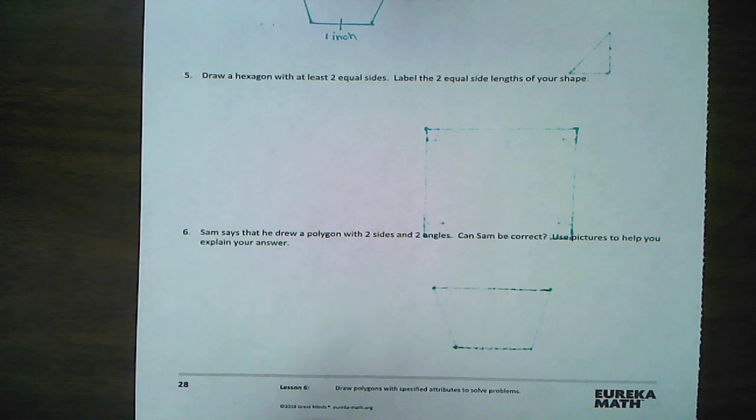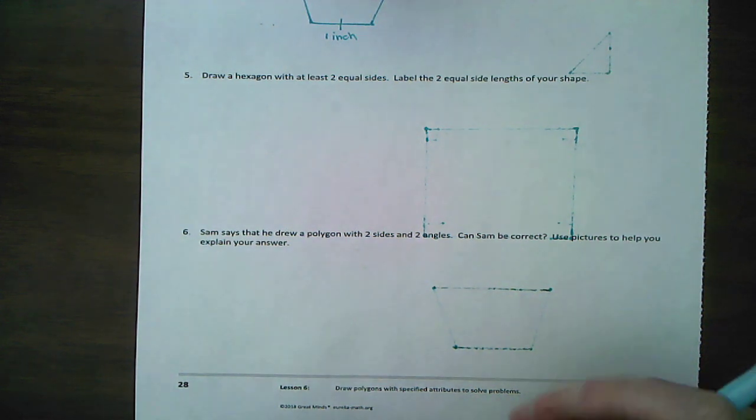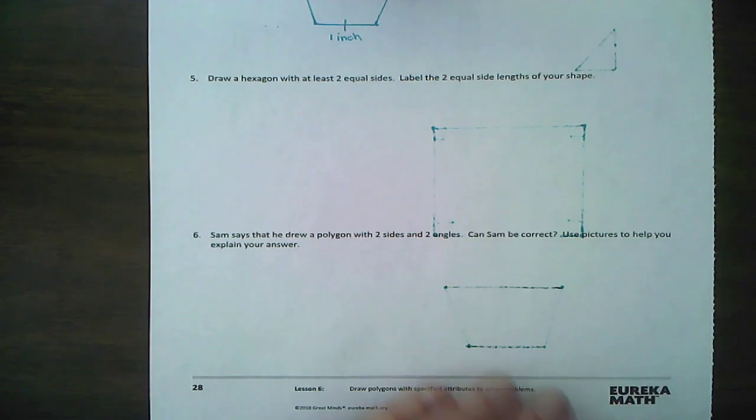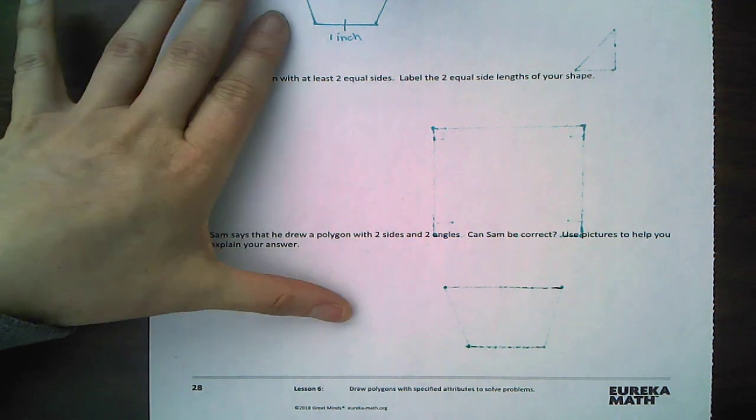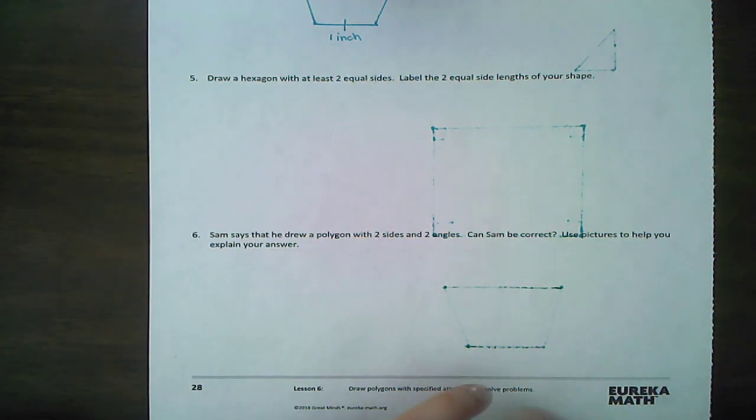Will you please read with me number 5? Draw a hexagon with at least 2 equal sides. Label the 2 equal side lengths of your shape. So a pentagon has 5 sides. An octagon has 8 sides. How many sides does the hexagon have? We talked about this yesterday. Do you remember? You're right. It is 6.